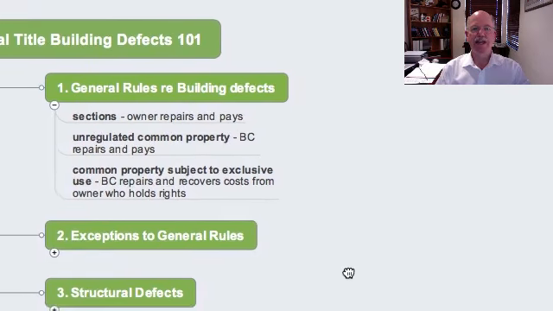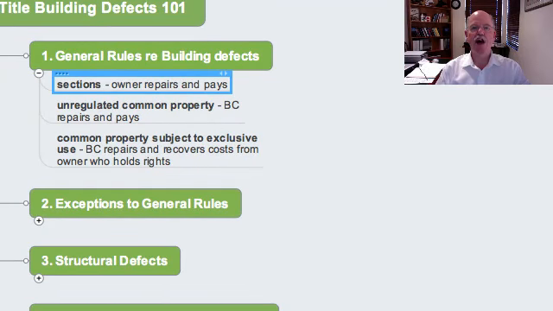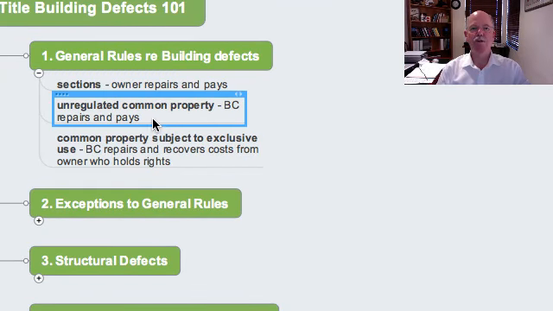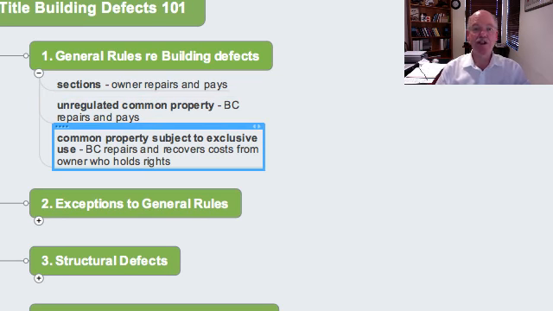Firstly, insofar as sections are concerned, an owner repairs and pays. When it comes to those parts of the common property which are not subject to exclusive use rights, unregulated common property, the body corporate carries out the repairs and pays the cost. When it comes to common property that is subject to exclusive use, the body corporate must carry out the repair and recover the cost from the owners who hold the rights.